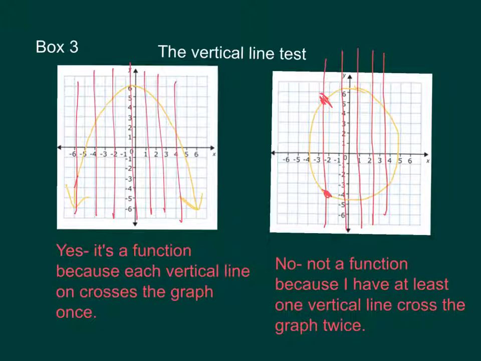So let's just review. This first graph over here is a function because each line only hits the graph one time. The yellow line is our graph. Over here we have a circle, that's our yellow line, this is our graph. And each vertical line we drew hit it twice, and it only takes one time. If one of these lines hits it twice, you can say no, it is not a function. We'll get into why later.